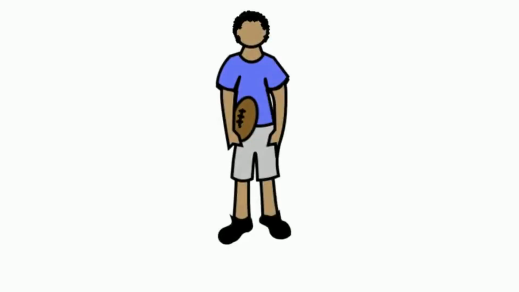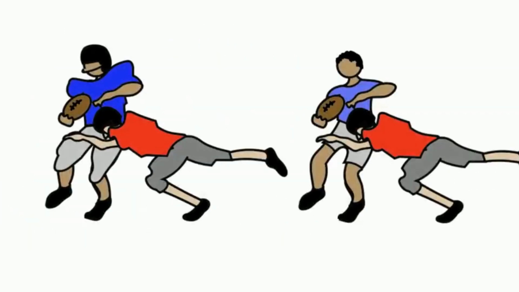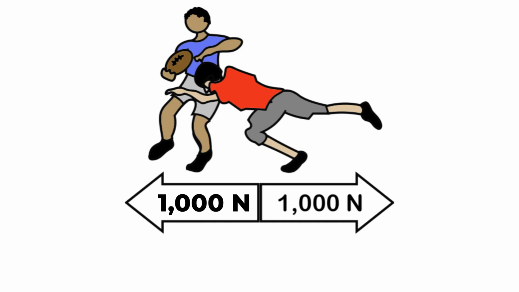Now, let's look at one more real life example. Imagine a football player running down the field with no pads on. Another player tackles them. If the player is tackled with 1,000 newtons of force, he's going to feel that entire 1,000 newtons of force. The collision is fast, the impact is sharp, and all of the force hits the player's body in one small area at one moment.